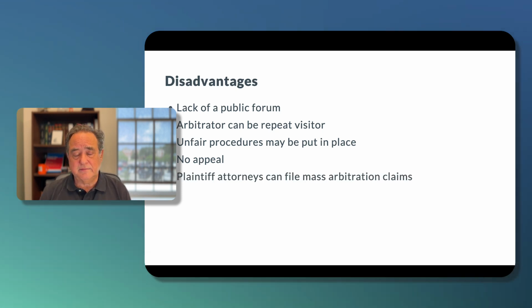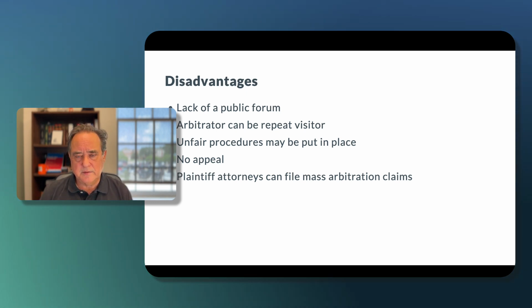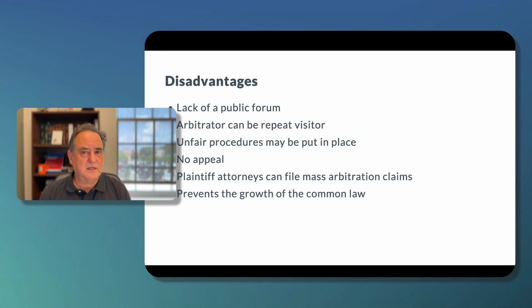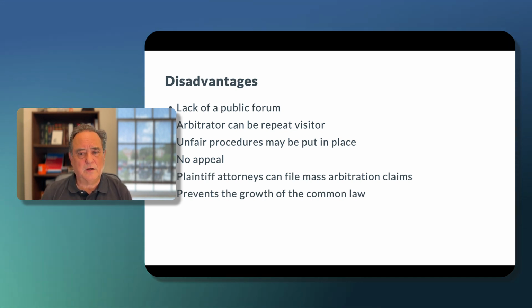What we've seen in recent years has been the growth of mass arbitration claims. So you have a situation where an employer requires its employees to sign an arbitration agreement. However, if it's a situation where attorneys are making the claim that the company's not paying minimum wage, then they will file thousands of arbitration claims, and therefore losing the key advantage of arbitration being quick and inexpensive. And just as with mediation, arbitration prevents the growth of the common law.